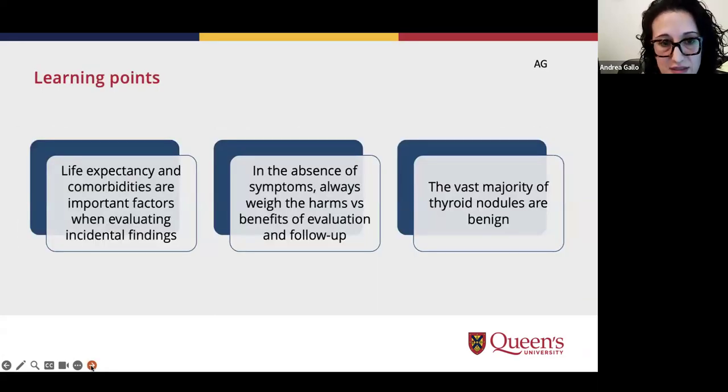So again, this is an old patient, so we need to be very mindful of our life expectancy, comorbidities, and other factors when we are evaluating these incidental findings. Always consider if there's any symptoms or not. Always weigh the harms versus benefit when we think about following up or asking for additional evaluation of this type of findings. And remember that most of the incidental nodules are benign. Next slide.